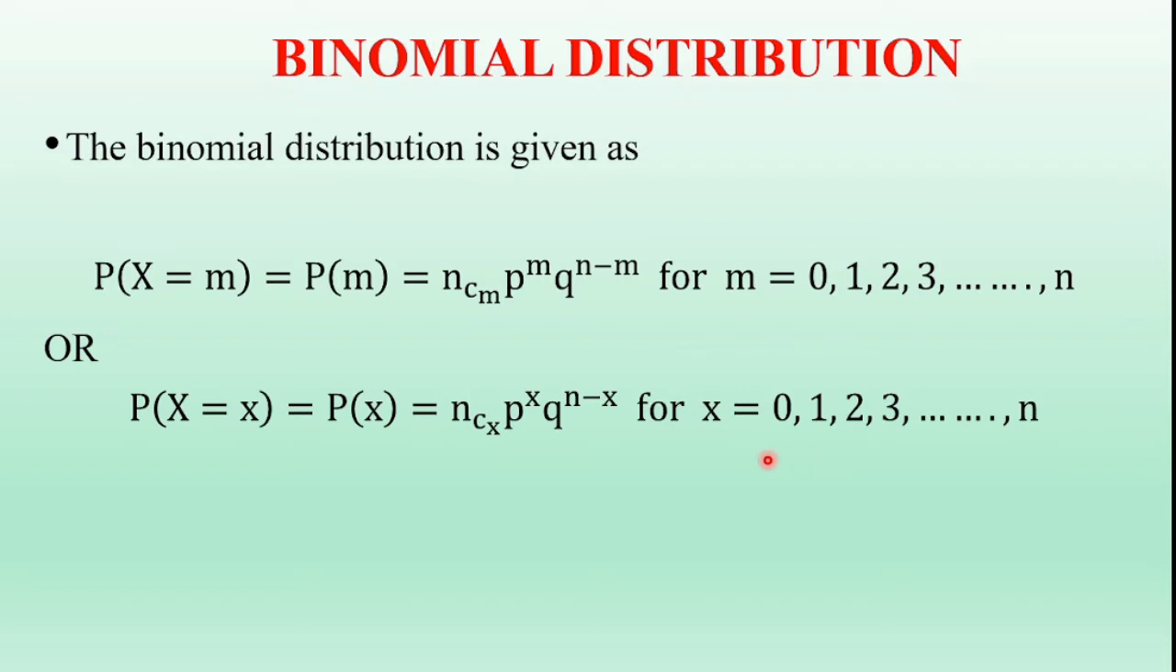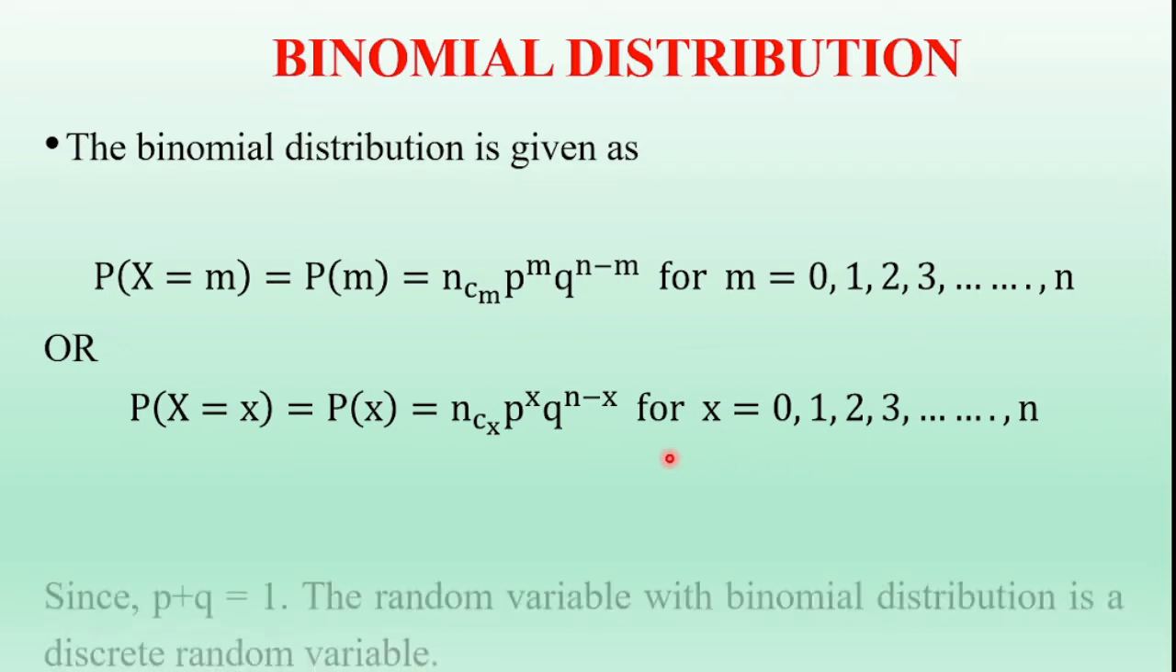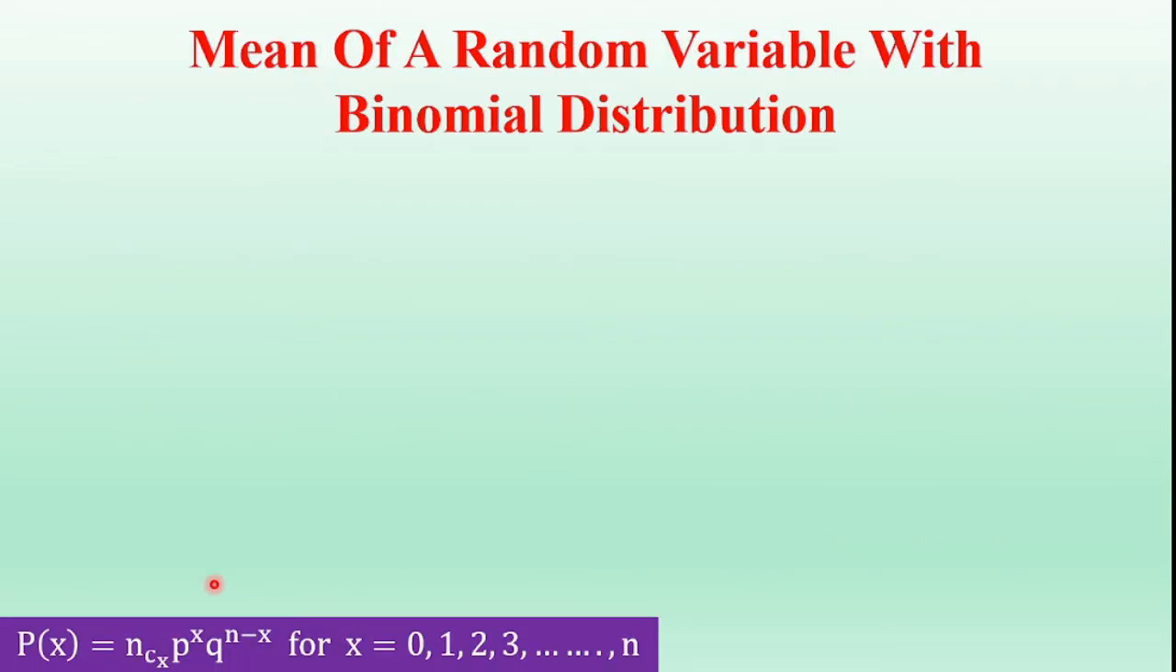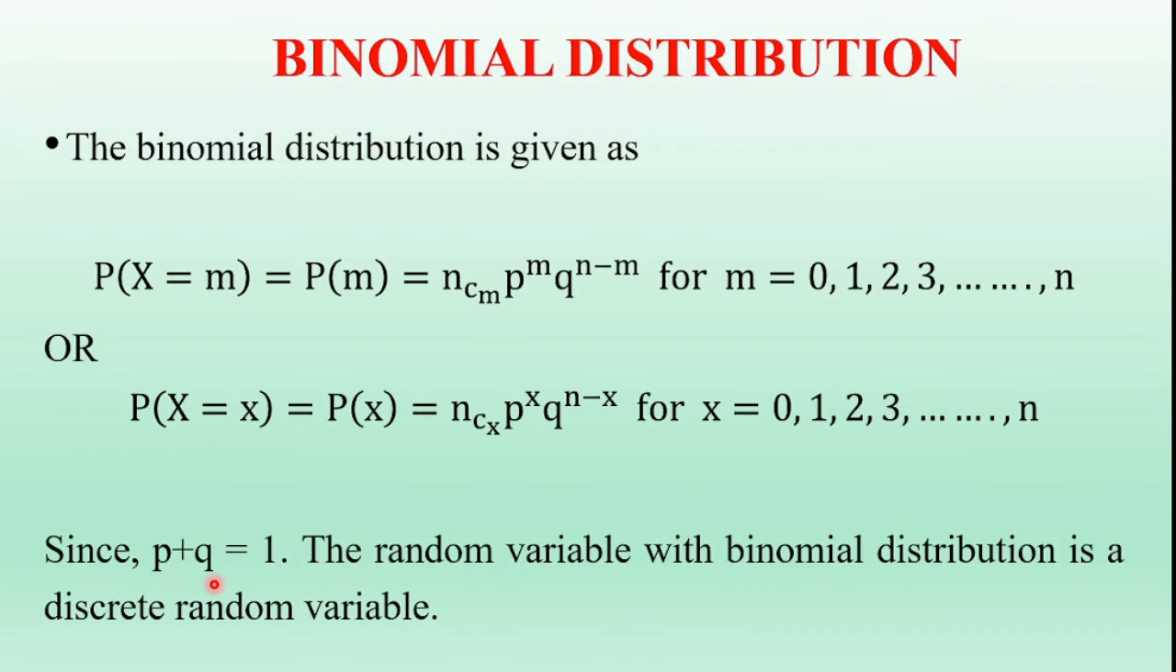So here small x is the value taken by the random variable capital X, p is the probability of success and q is the probability of failure, since the summation of the probability of success and the probability of failure is always equal to 1. This concept was already discussed in my previous videos. Now in this video I am going to discuss the mean value of a random variable with binomial distribution, and this equation is the binomial distribution expression.